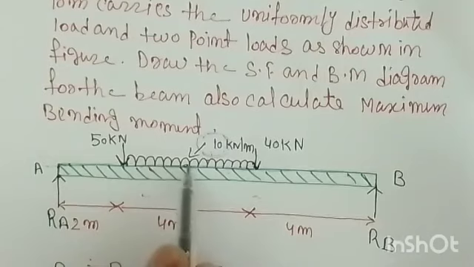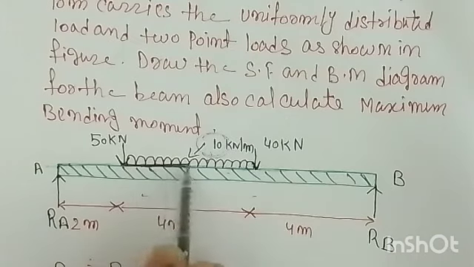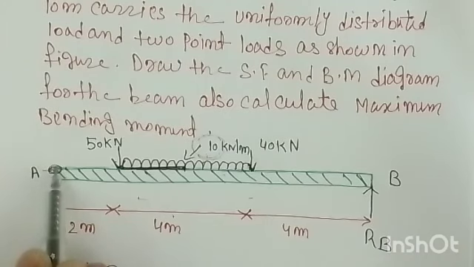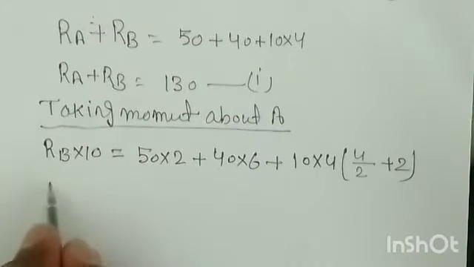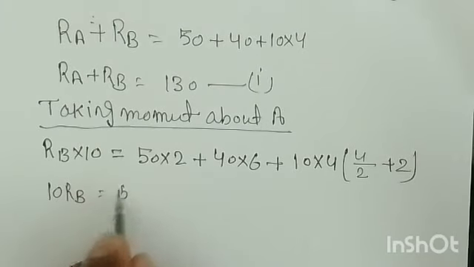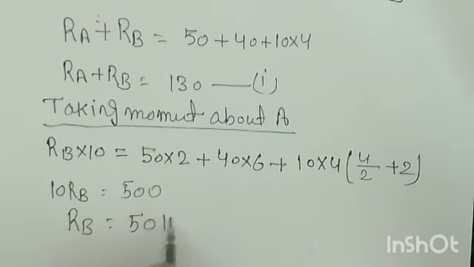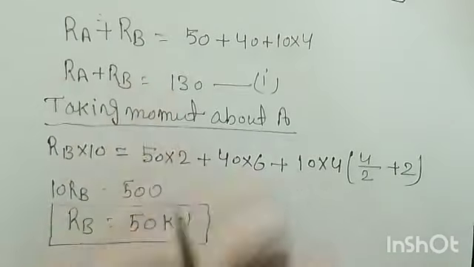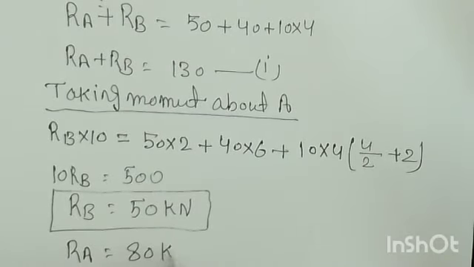So as you have taken 4 by 2, it means you just get the value from here to here. Just see my pen, right? From here to here you get the length. But this more length should be added. Then only you can get the moment about this point. Okay. So this length is what? 2. So it means 4 by 2 plus 2. Don't be confused. Right. So now, 10 RB is equal to 500. So RB is equal to what? RB is equal to 50 kilonewton. So one of the reactions we got. Substitute this value into this equation and you will get RA, right? So RA is equal to what? RA is equal to 80 kilonewton.